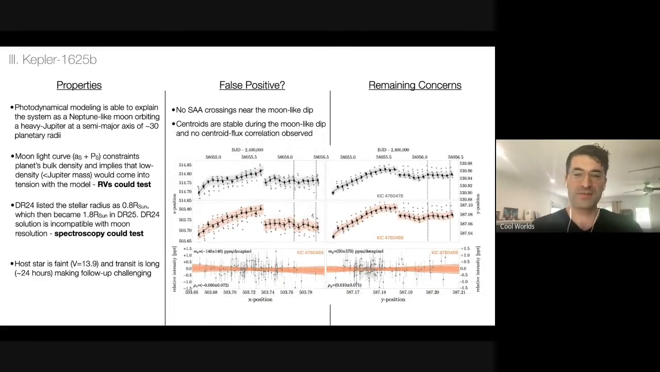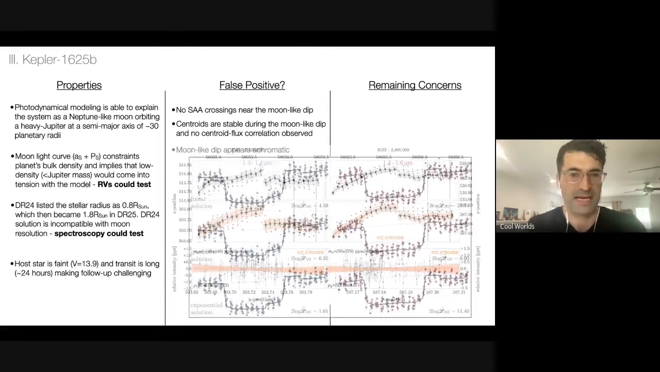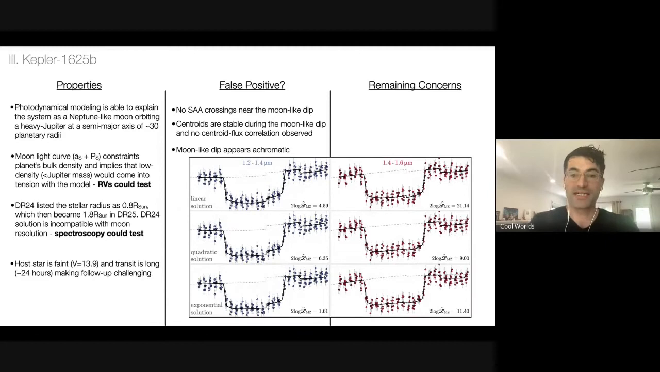Could it be something to do with the centroids, like the star shifted position or the telescope shifted position? We have very, very stable centroid pointing, and it's actually most stable where the moon dip occurs. You can see it's highlighted by those vertical bars. It's the X and the Y positions. And we also don't see any correlation between flux and centroid position. So I don't think this is happening. The signal appears achromatic. If we split our light up into blue and red, we see the dip in both wavelengths. So it doesn't appear to be like a star spot effect or anything like this.